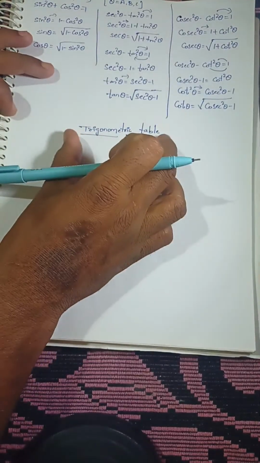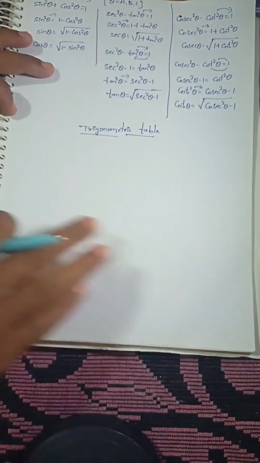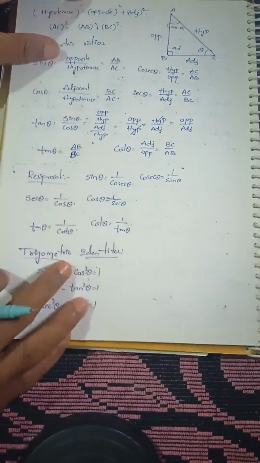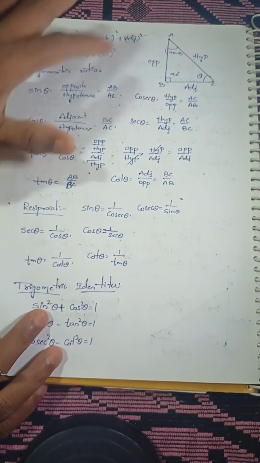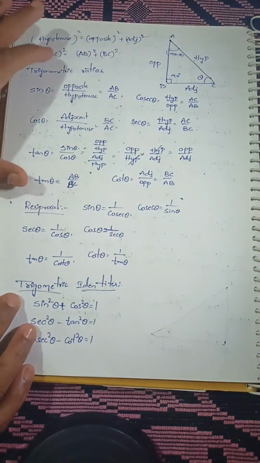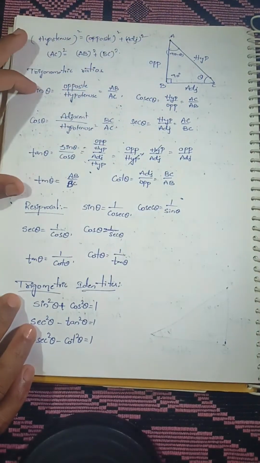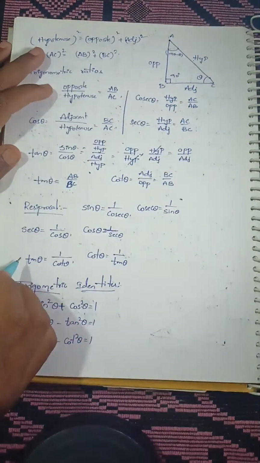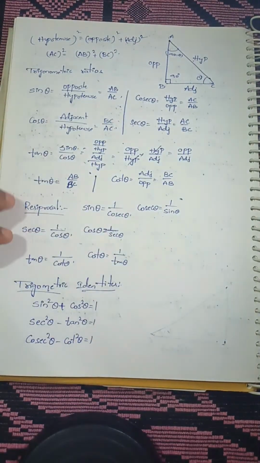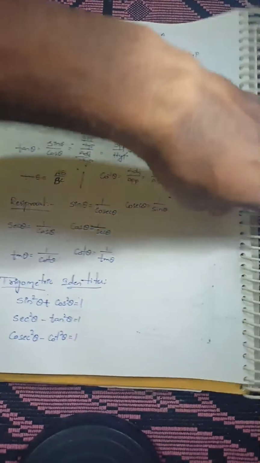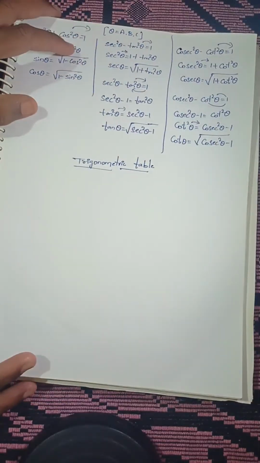If they ask you to draw the trigonometric table, just draw the trigonometric table. If they ask you to write the trigonometric identities, write all these three identities. If they ask about the trigonometric ratios, draw this right angle triangle and write all these 6 values. Listen carefully. If they ask for reciprocals, write these reciprocals. If they ask only for trigonometric identities, write only the 3 identities, no need for the expansion.